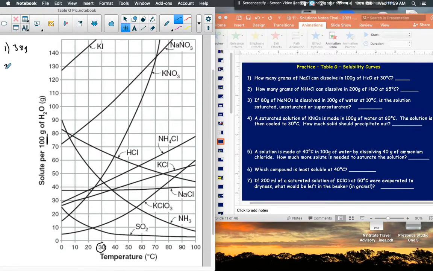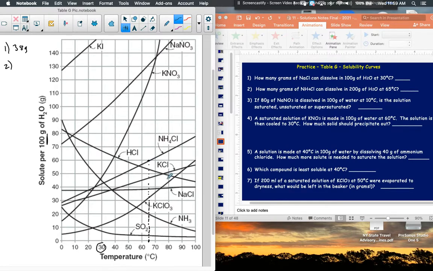All right, and number two, how many grams of ammonium chloride can dissolve in 200 grams of water at 65? All right, so they're giving us a temperature. We're going to come over here at 65, just about in the middle, again, estimation. How many grams of NH4Cl can dissolve? Very similar to question number one. Again, this is asking for saturation, right? Can dissolve. So we're going to go up and try to find our way until we hit the ammonium chloride line. We're going to have to sneak through all these other lines. And roughly speaking, it's really right on the 60 line.